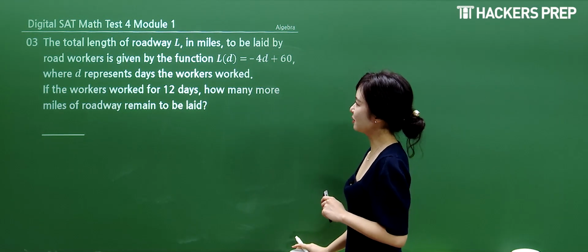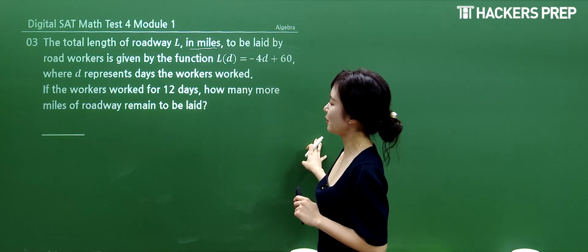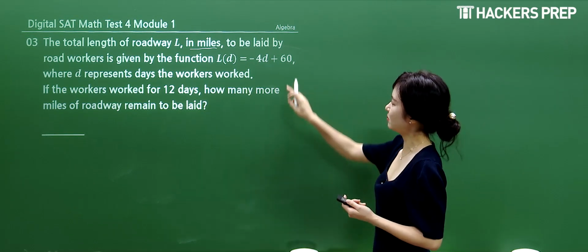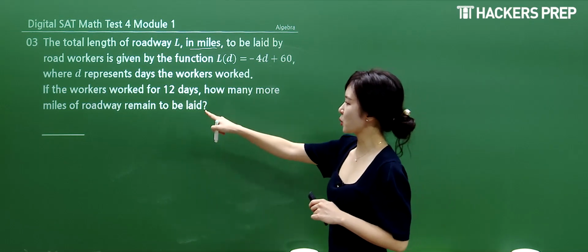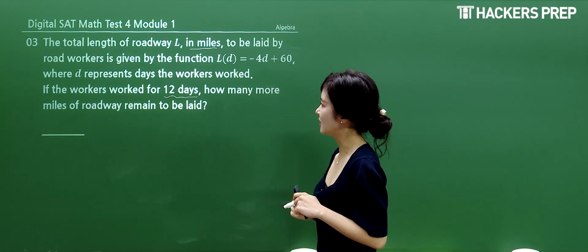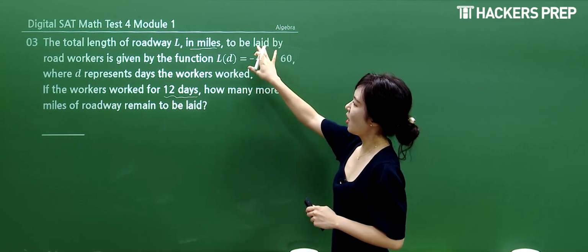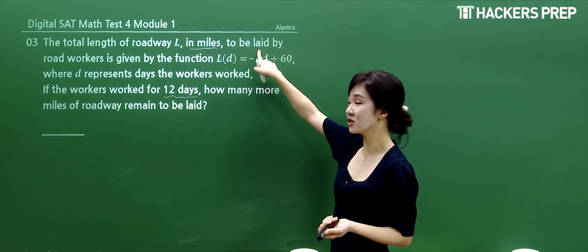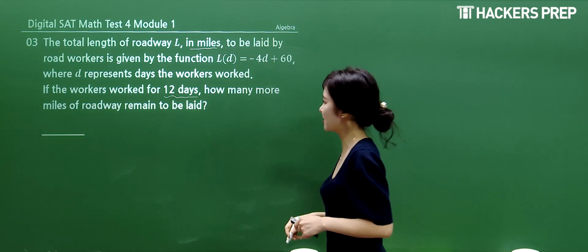The total length of roadway L in miles to be laid by road workers is given by the function L of D, which is negative 4D plus 60, where D represents days the workers worked. If the workers worked for 12 days, how many more miles of road remain to be laid? What's really interesting about this question is that the total length of roadway L represents the number of miles to be laid by road workers. So let's bring this equation down.